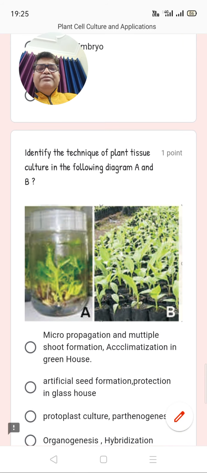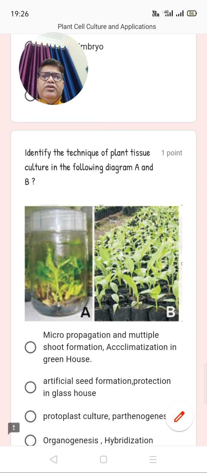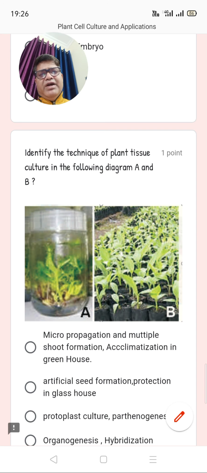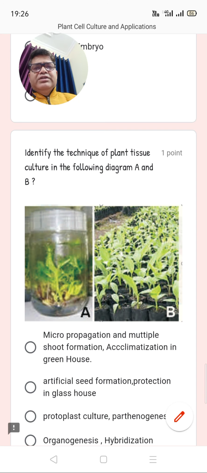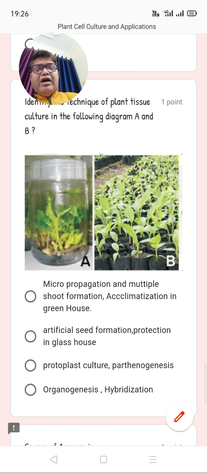Next, identify the technique of plant tissue culture in the following diagram A and B. If you are a biologist, biotechnologist, biochemist or plant breeder or scientist, then you can easily identify. So this is a plant of banana. So banana is going to multiply through which technique? There are so many techniques for multiplication of the plant through plant tissue culture. One is somatic embryogenesis, one is organogenesis and one is micropropagation.